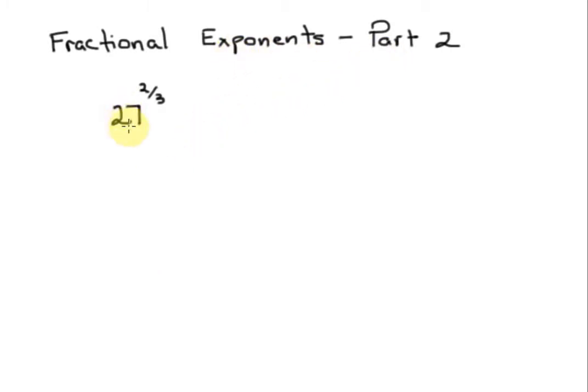So I'm looking at my first example, 27 to the 2/3. How am I going to figure this out? Well, I know the 3 on the bottom, so really what I'm going to do is break it into two parts. I'm going to think of it as 27 to the 1/3, and there's 2 of them, so I'm squaring it.